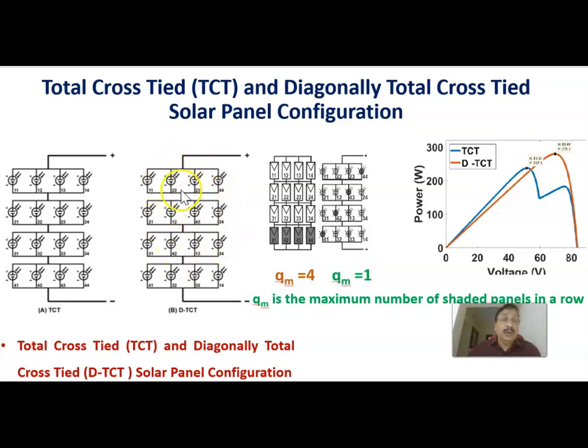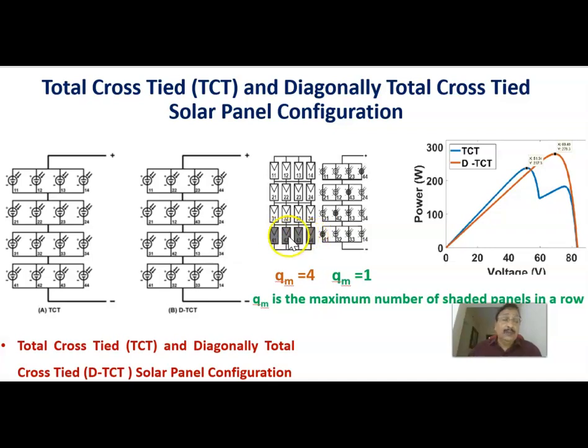Now, if you do this DTCT connection, what is the effect of the solar partial shading? For example, here the same panel is considered. Here it is 1 1, 1 2, 1 3, 1 4, like that, 4 1, 4 2, 4 3, 4 4, like that. This is the solar panel in which the last row is being shaded like this. Assume the last row is shaded here.